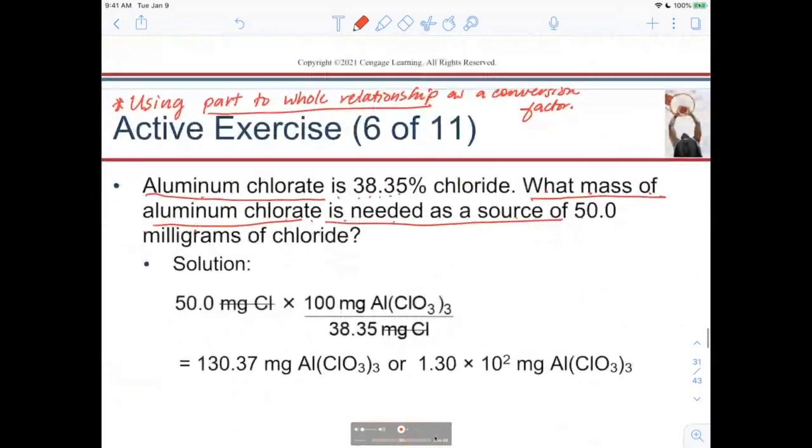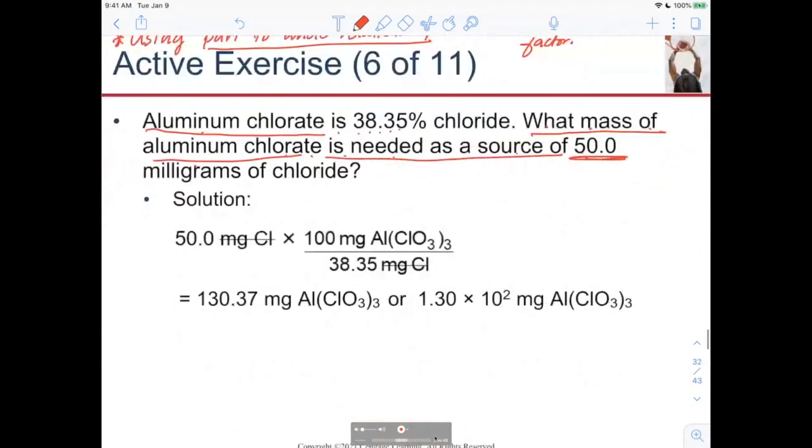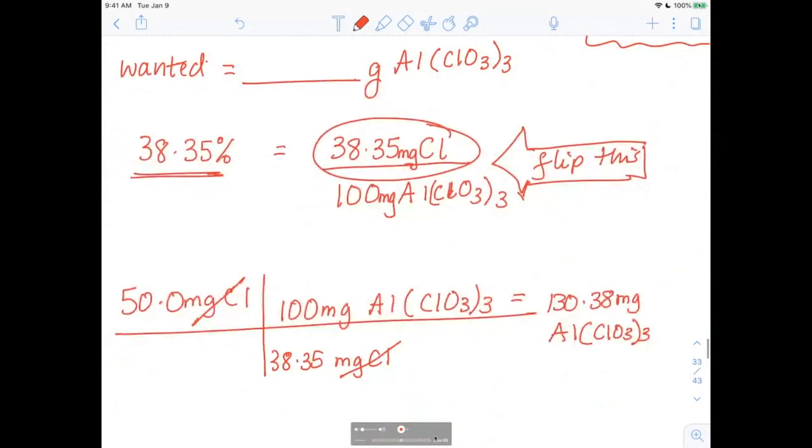We had 3 significant figures here. So I need to round this to, oh, you can use, what is it called? Scientific notation. Be 1.30 times 10 power 2 milligrams of aluminum chlorate.